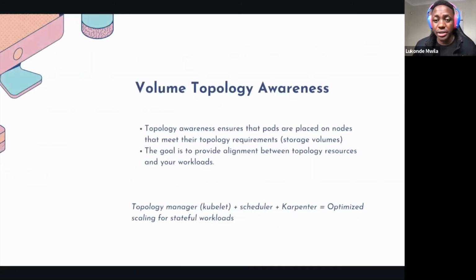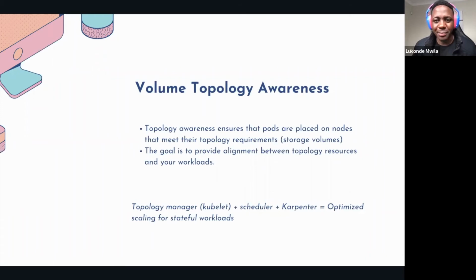Topology awareness ensures that pods are placed on nodes that actually meet their topology requirements. In this case, we're talking about storage volumes. The goal is to provide alignment between topology resources and your workload, solving that problem that existed before when scheduling of pods and dynamic provisioning of volumes were independent processes. So once again, this is good for our workloads.